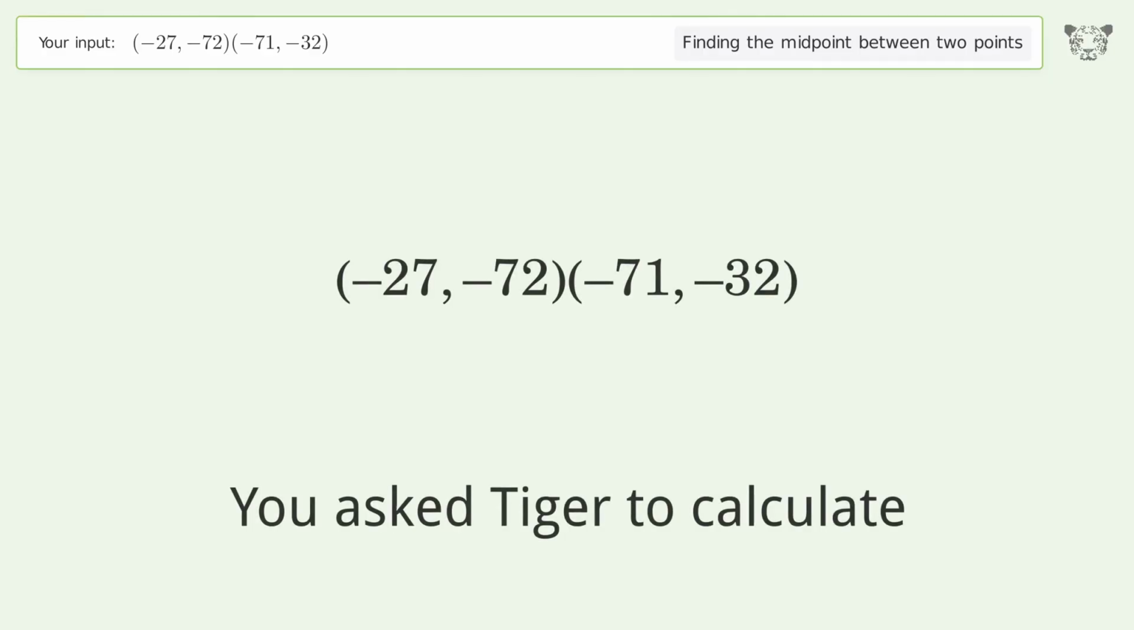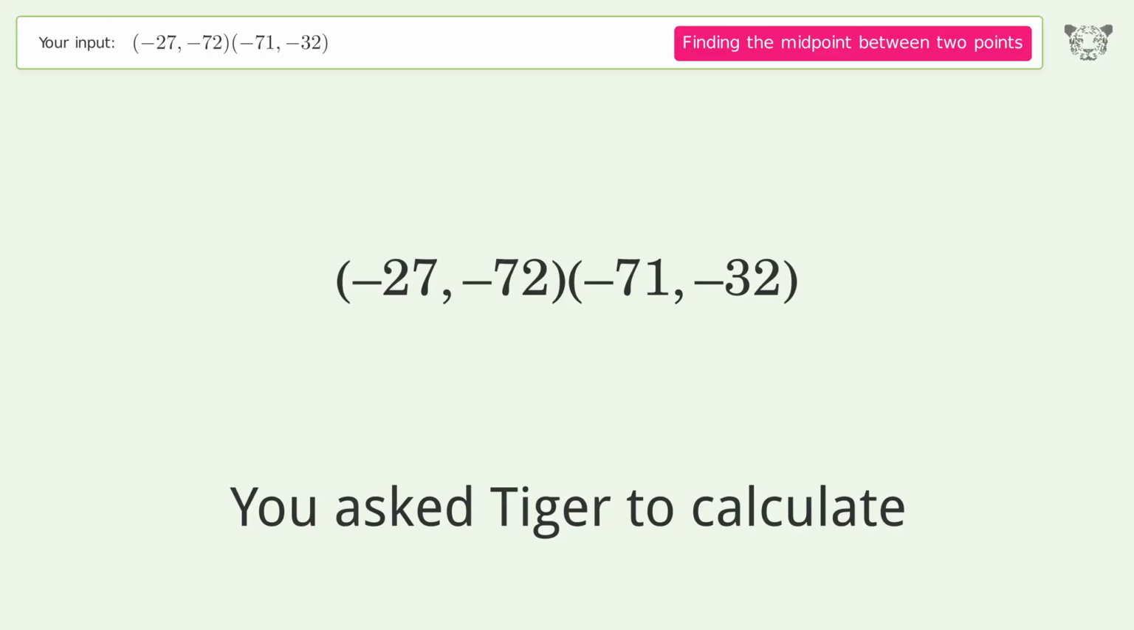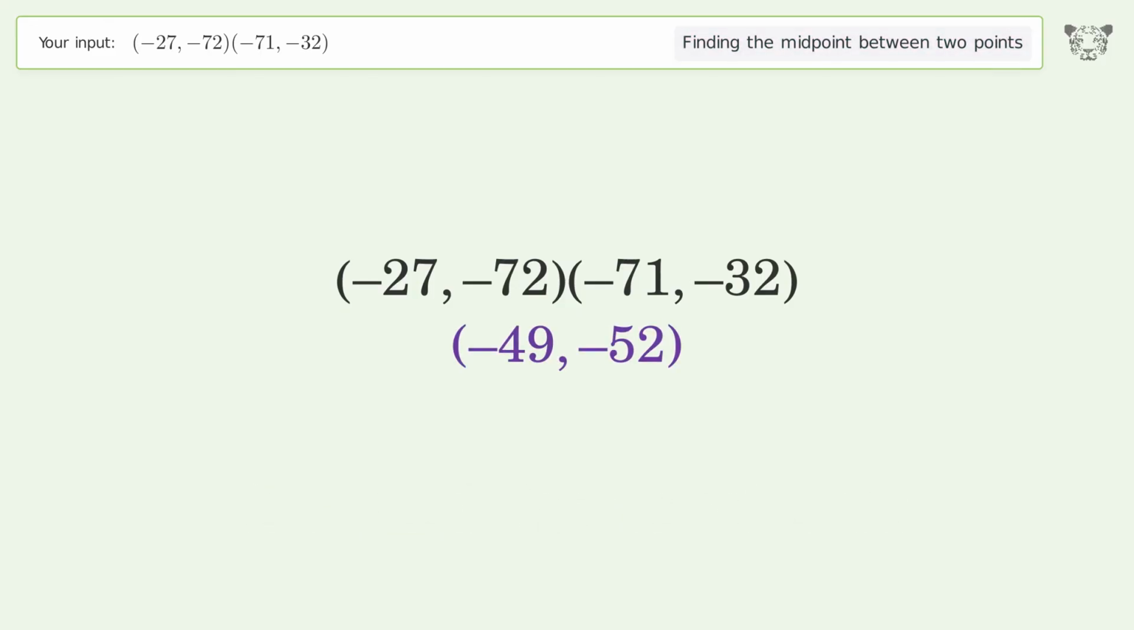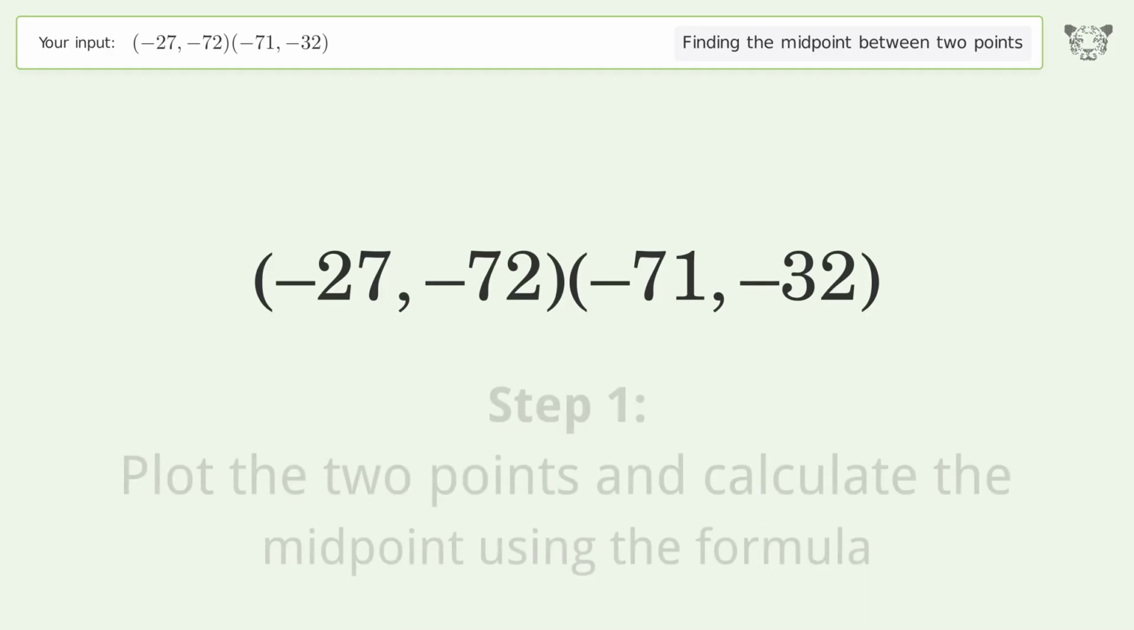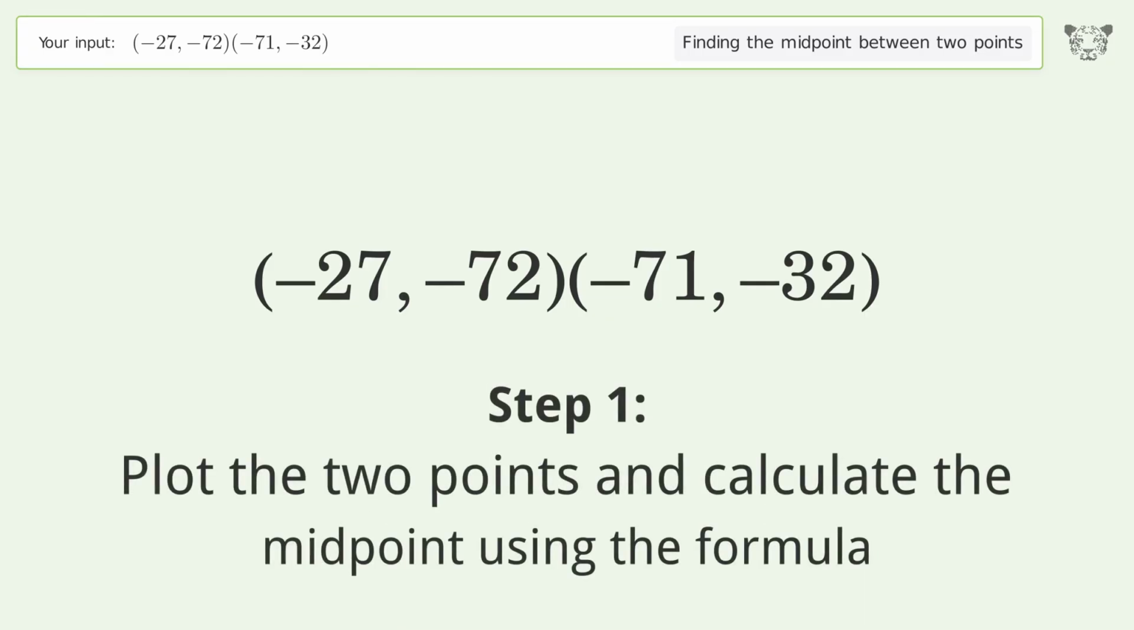You ask Tiger to calculate. This deals with finding the midpoint between 2 points. The midpoint between the 2 points is -49, -52. Let's solve it step by step. Plot the 2 points and calculate the midpoint using the formula.